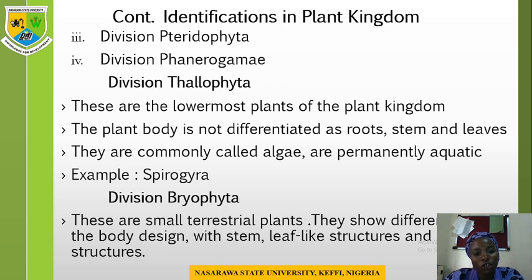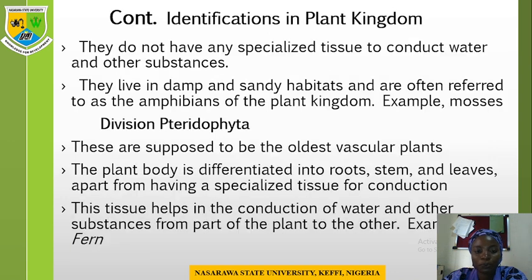We have division Bryophyta. One of the basic characteristics of Bryophyta is that they are small terrestrial plants. They show differentiation in the body design with stem, leaf-like structures, and root-like structures. They do not have any specialized tissue to conduct water and other substances. And they live in damp, sandy habitats and are often referred to as the amphibians of the plant kingdom.